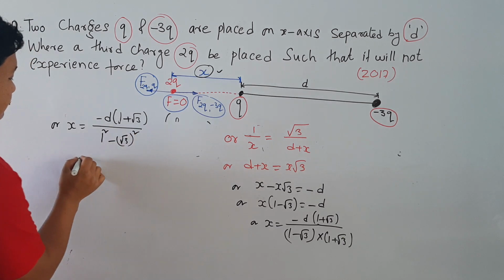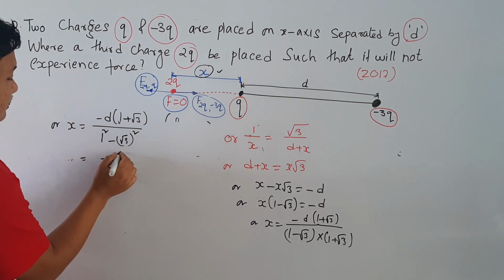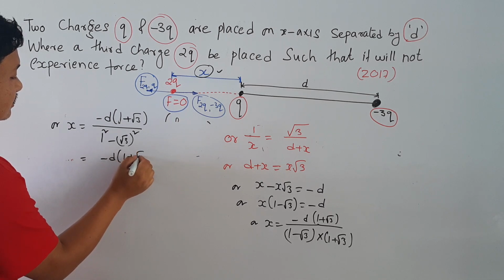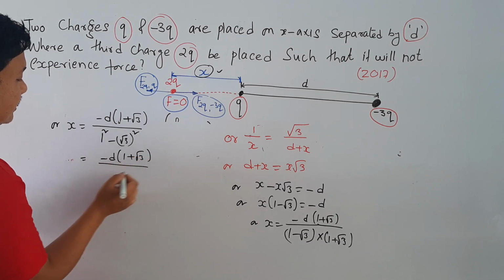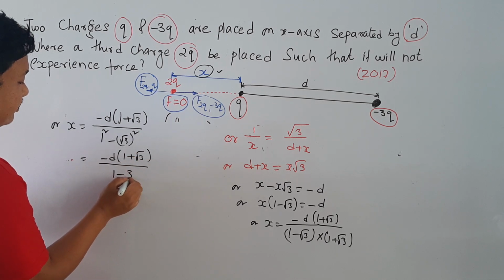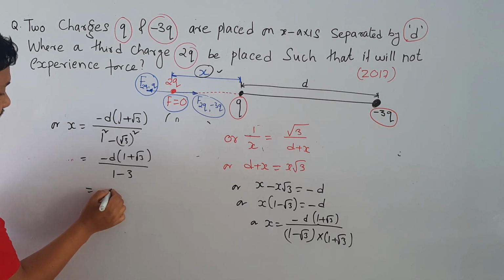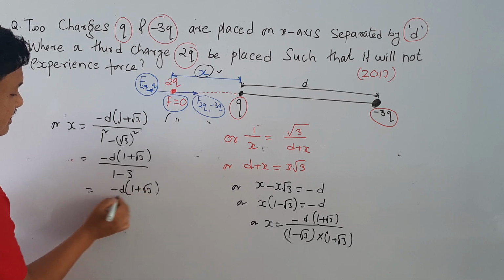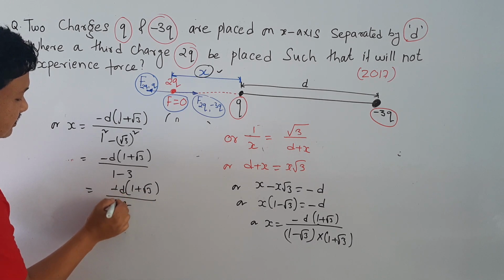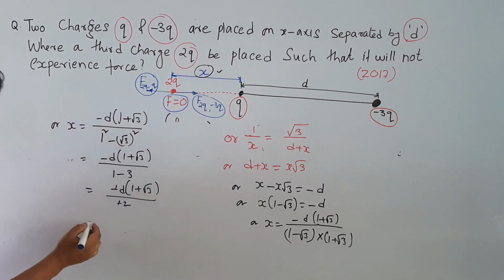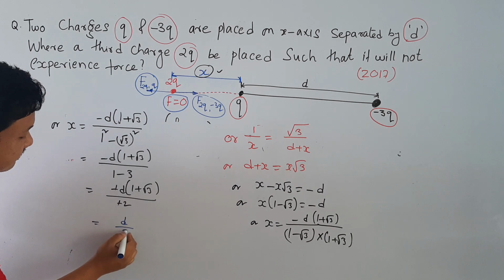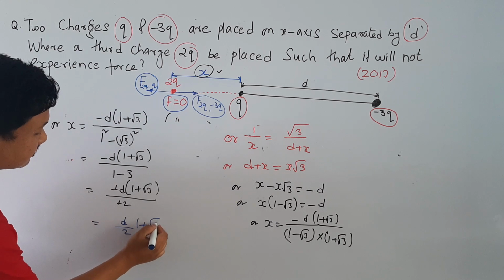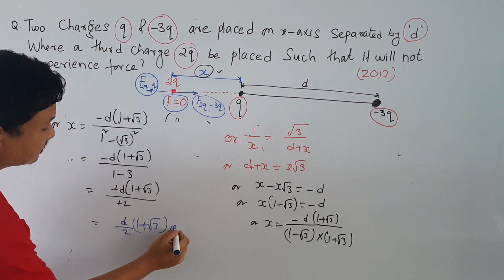So this will be minus d, 1 plus root 3 divided by 1 minus 3. Then this will become minus d, 1 plus root 3 divided by minus 2. The minus signs cancel and I will get the answer as d by 2, 1 plus root 3 meter.